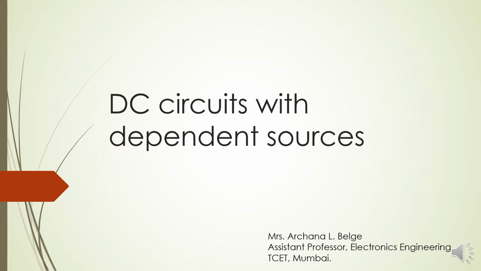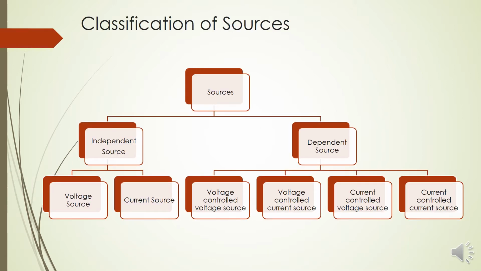Today we are going to discuss DC circuits with dependent sources. Before that, we will see the classification of sources. The sources are classified into two types: independent source and dependent source. When we talk about the independent source, two sources come into the picture, voltage source and current source.